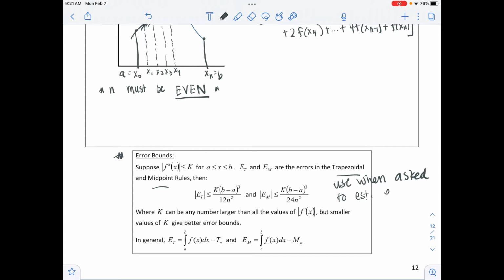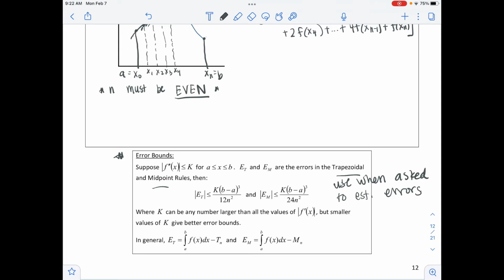So to estimate errors, looking at those formulas, you'd see that the absolute value of the error for the trapezoid or midpoint rule is going to be less than or equal to that numerical value that we get, where k can be any number larger than all the values of the absolute value of f prime of x, but smaller values of k give better error bounds.